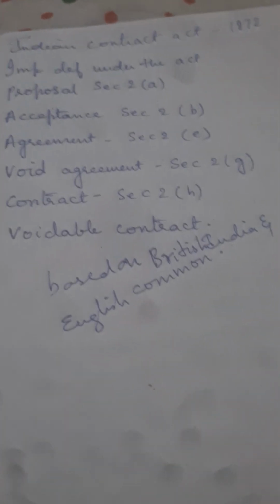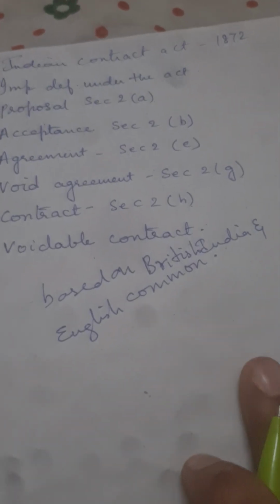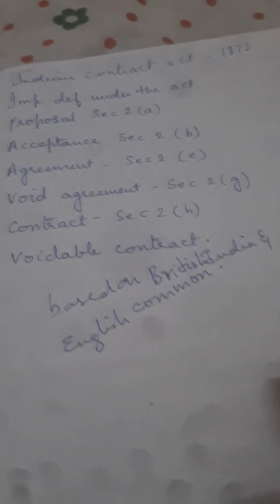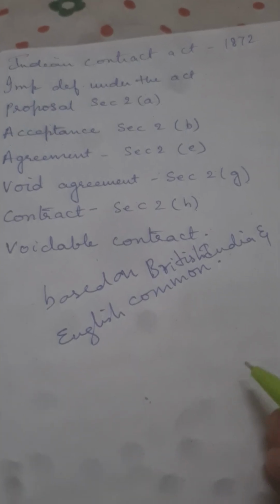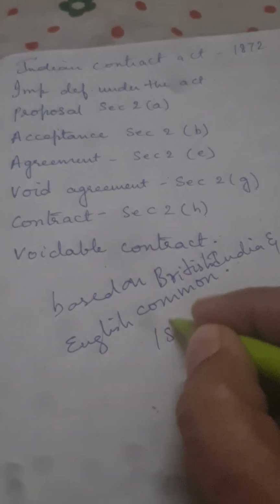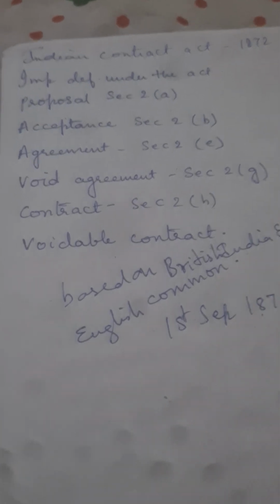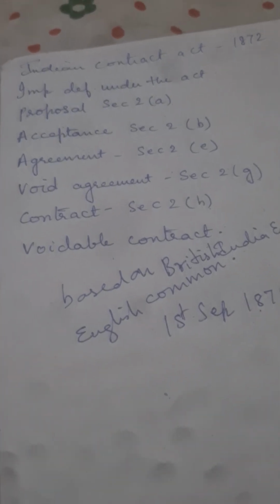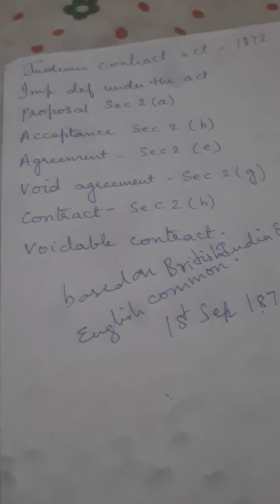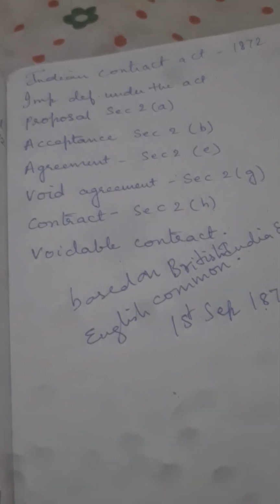This act is applicable to the whole of India, even including Jammu and Kashmir. This act came into effect from 1st September 1872 and applies to all the contracts of India. So let us discuss the important definitions under this act.